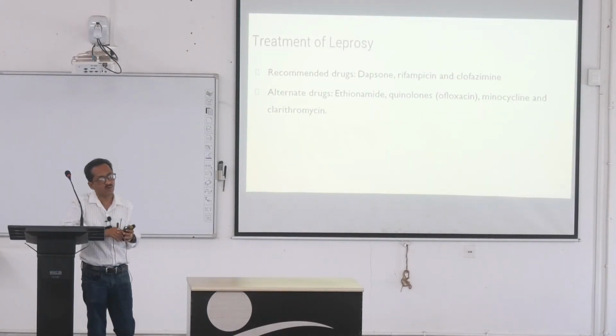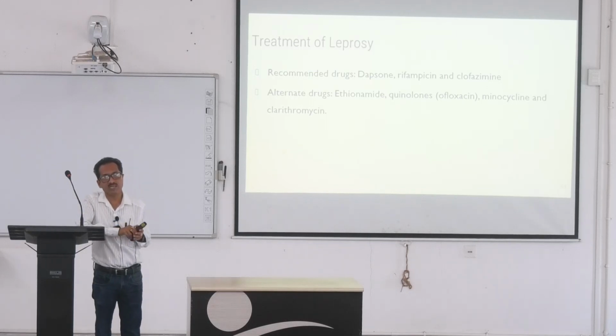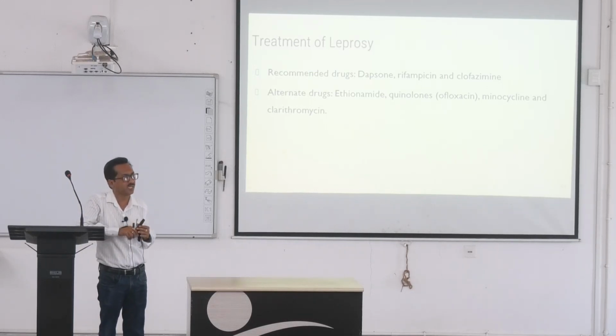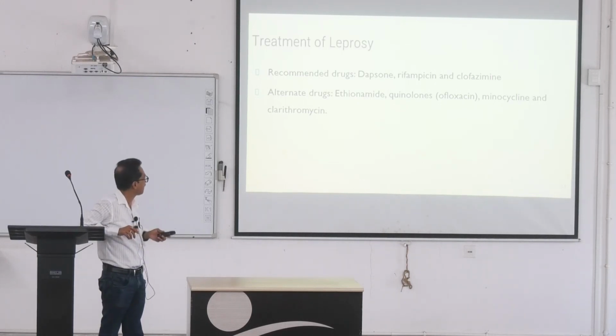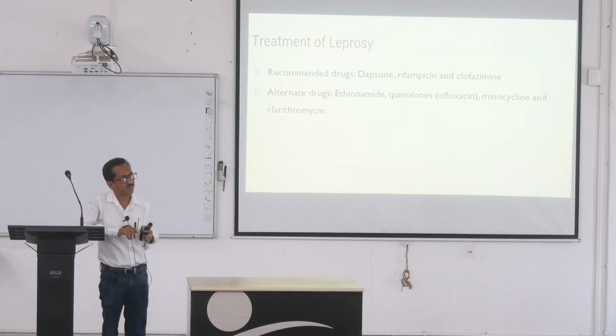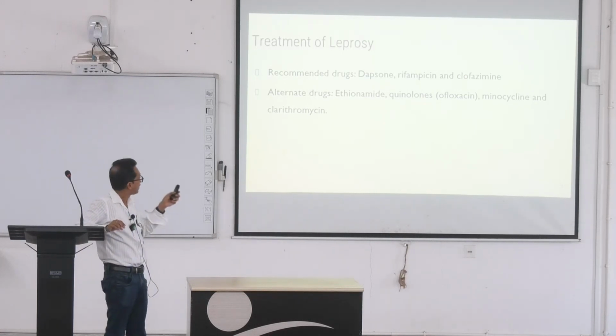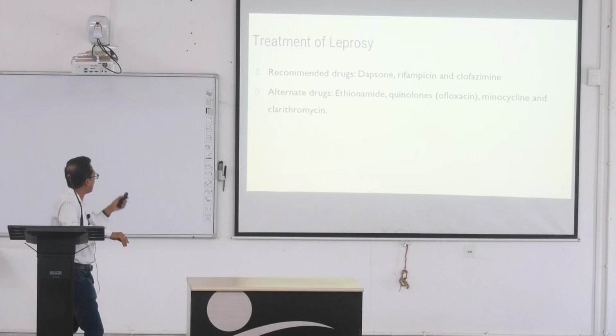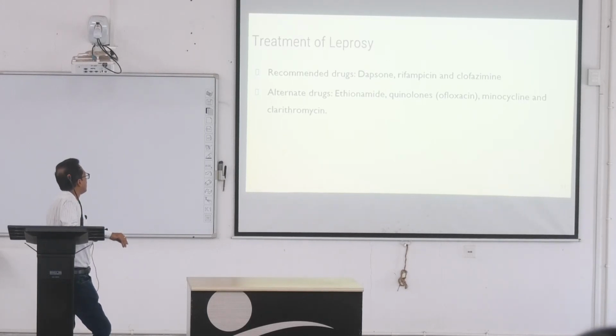Treatment of leprosy. What are the 3 drugs commonly used in the treatment of leprosy? The commonest is dapsone, then rifampicin and clofazimine. Rifampicin and clofazimine are also used in the treatment of tuberculosis. Alternate drugs are ethionamide, quinolone, minocycline and clarithromycin. So first you should know the 3 drugs: dapsone, rifampicin and clofazimine.